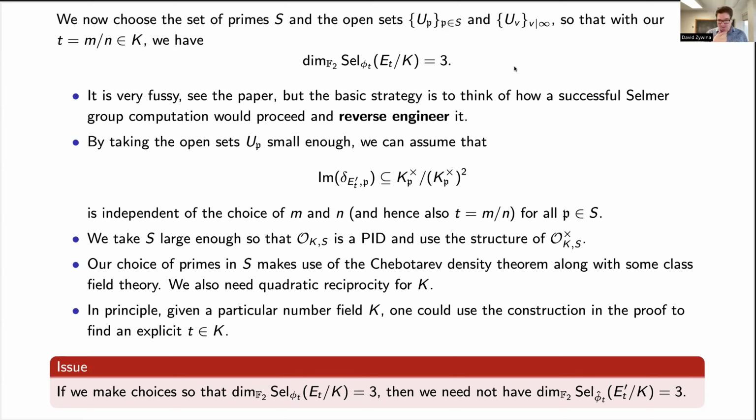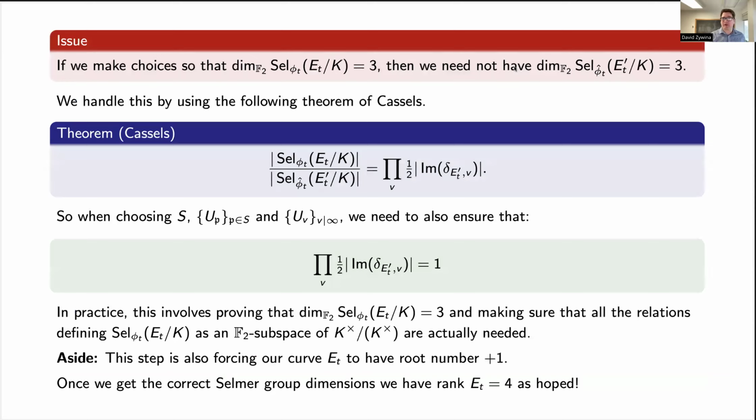Now there's an issue, because this is not exactly what we need to prove. We need to show both Selmer groups are small. And in practice, if you're not careful and you make one Selmer group small, the other one will be gigantic. So we also have to make the other Selmer group small, with the smallest dimension 3. We handle this by using the following theorem of Cassels, which uses parity and a pairing duality. It's that these two Selmer groups, which I said independently, have their cardinalities linked together.